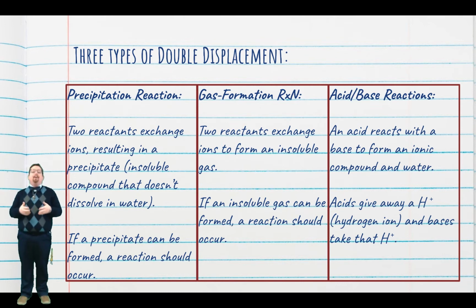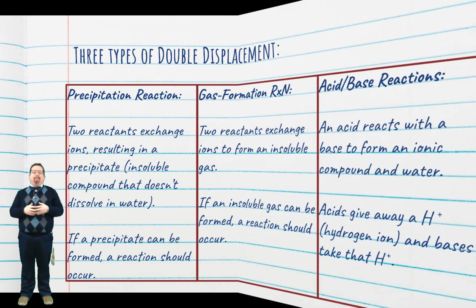Finally, we have my personal favorite, the acid-base reactions. This is when an acid reacts with a base and forms an ionic compound, which we usually call a salt, and water. In these reactions, acid will give away a hydrogen ion, and the bases will take in that hydrogen ion.